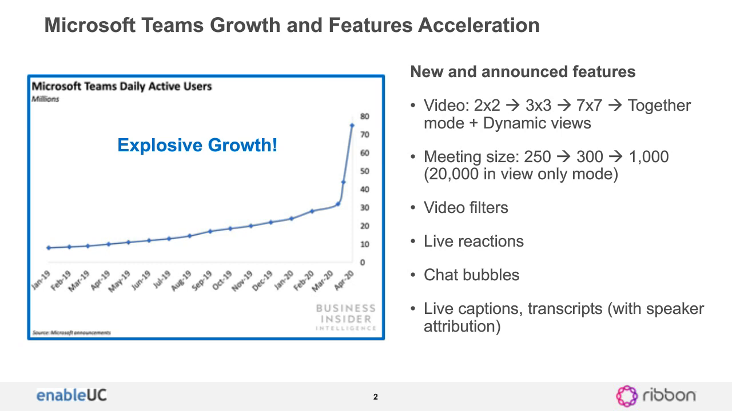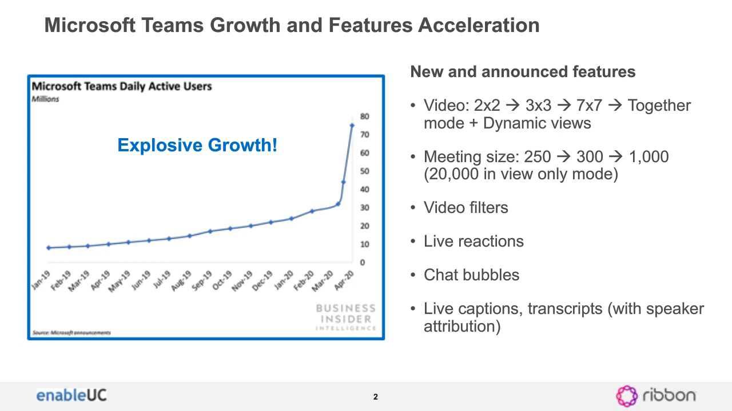So Microsoft is investing in the R&D as well as the features. Similarly, in meeting size, things started with 250 people, then 300, then 1,000, and now you can have 1,000 interactive participants, as well as 20,000 people in a view-only mode, if you're doing a town hall or an all-company meeting.